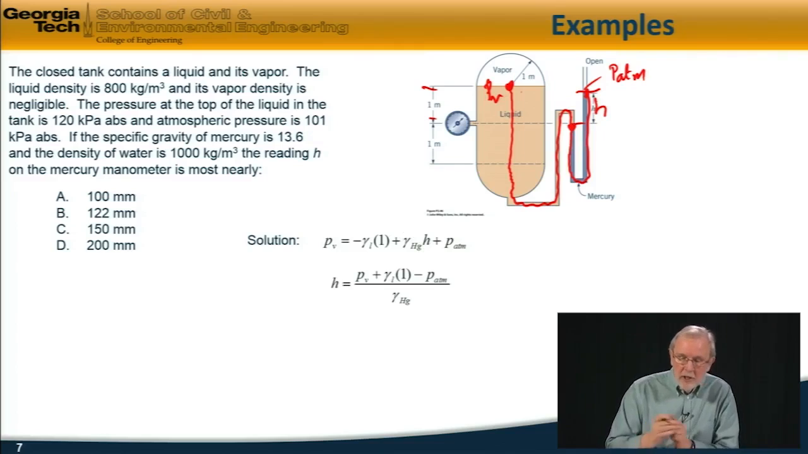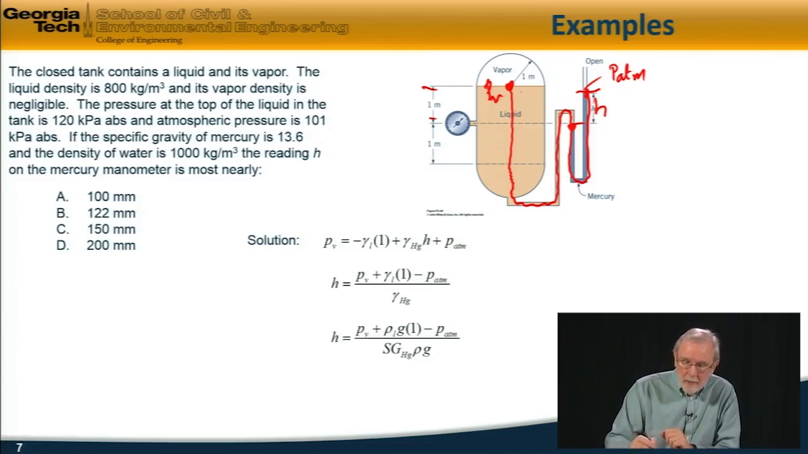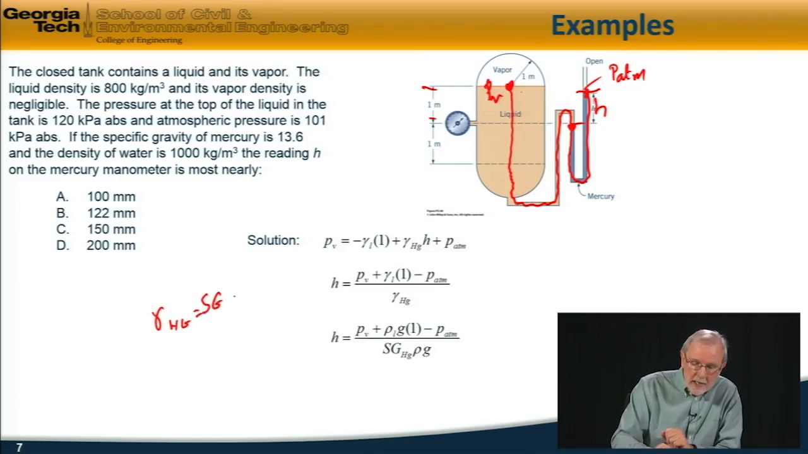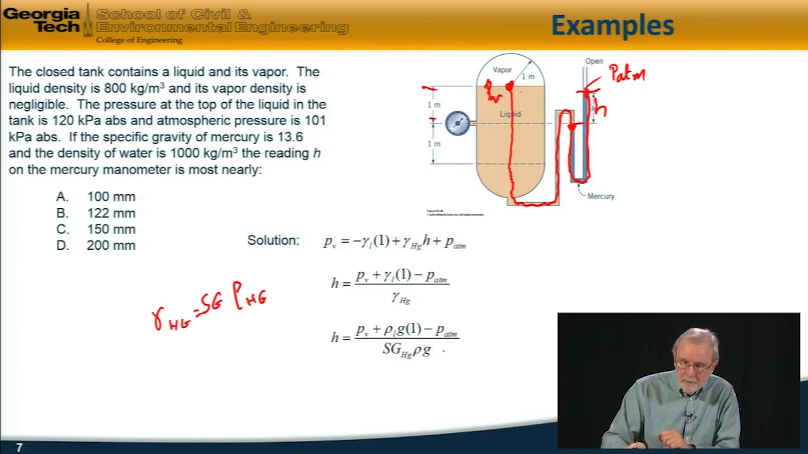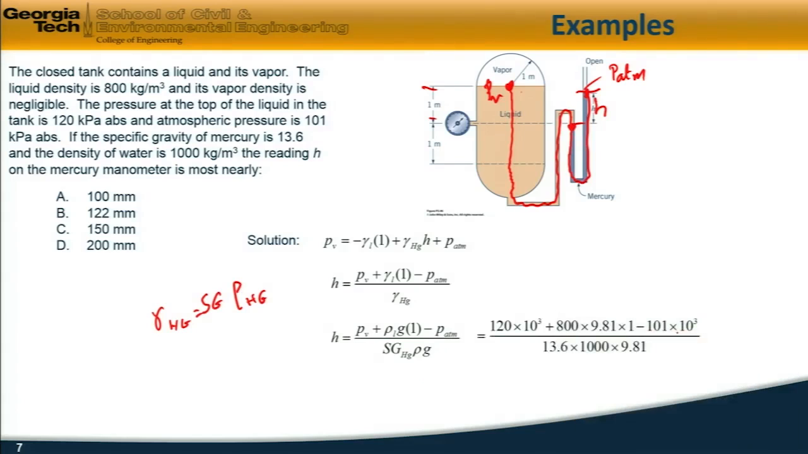Rearranging this equation for h, which is what we're trying to find, we get this, and remembering that the specific weight, gamma of mercury, is equal to the specific gravity, Sg, multiplied by the density, we have this equation, and now we can plug in the numbers. The pressure here is 120 kilopascals, 120 times 10 cubed, plus etc., and plugging in the numbers, the answer is H is equal to 0.201 meters, or 201 millimeters. So the best answer is D, 200 millimeters.